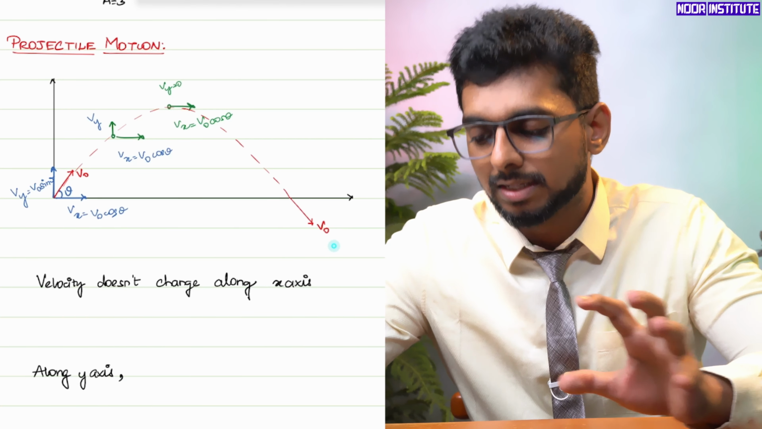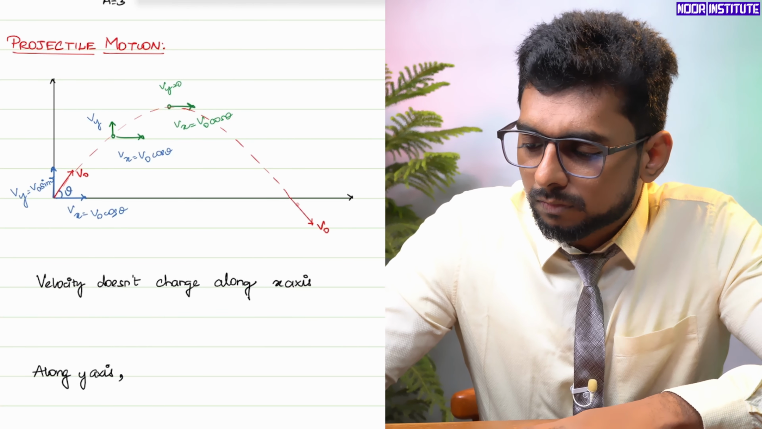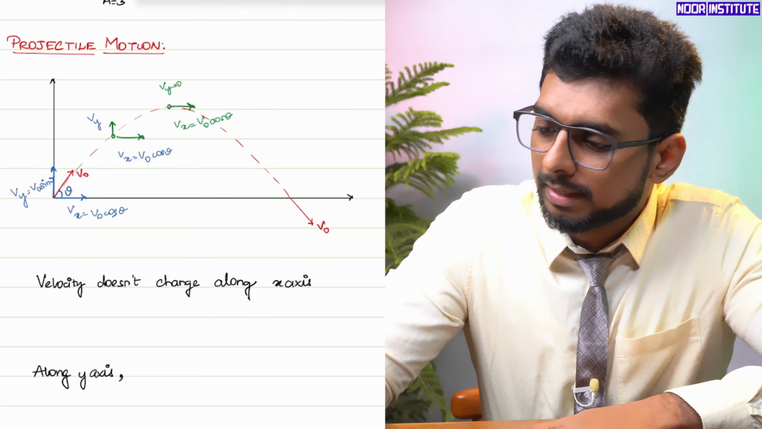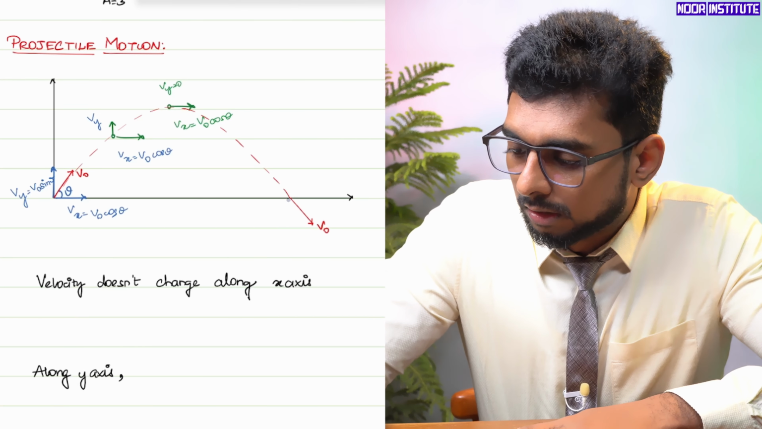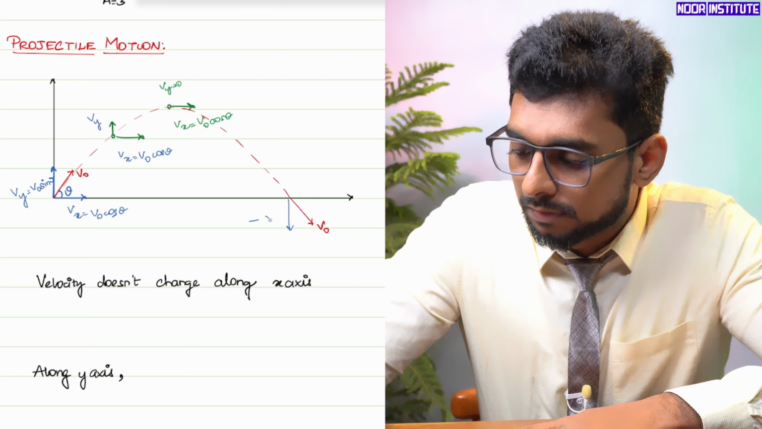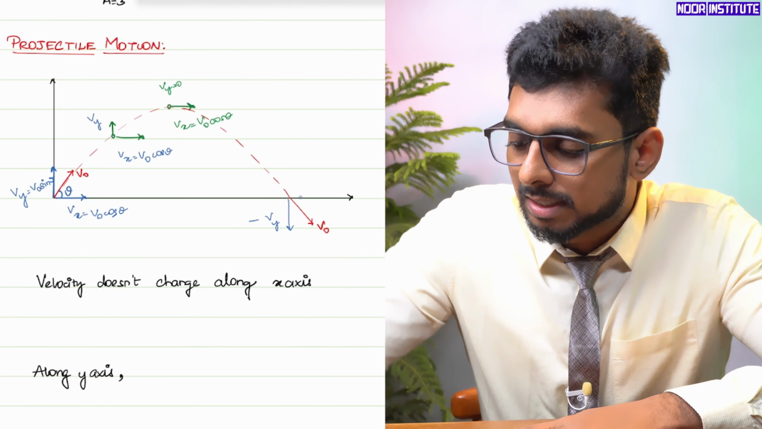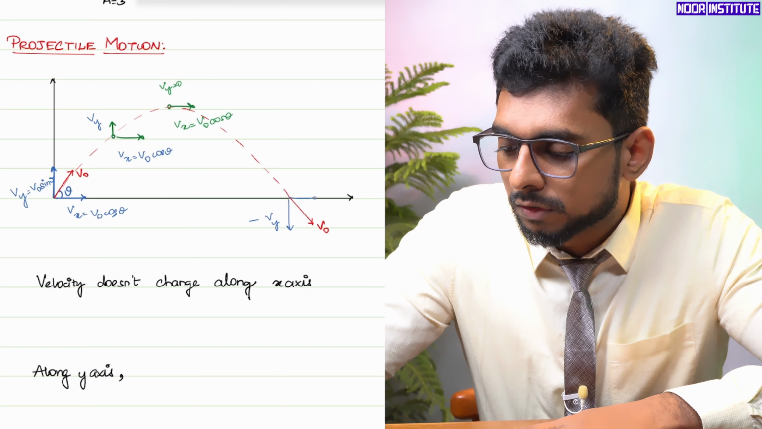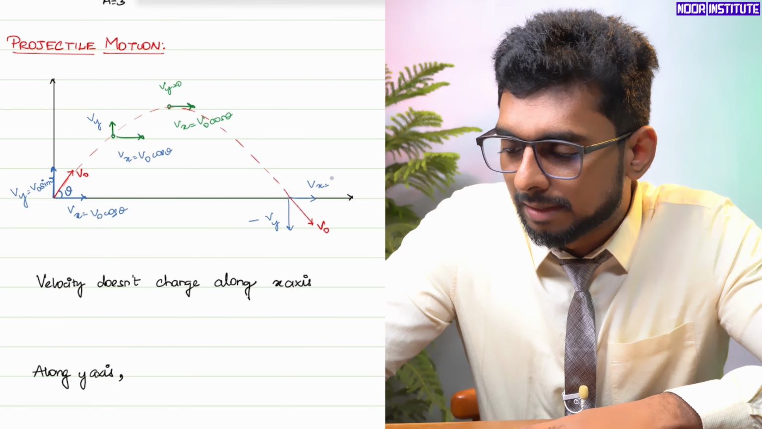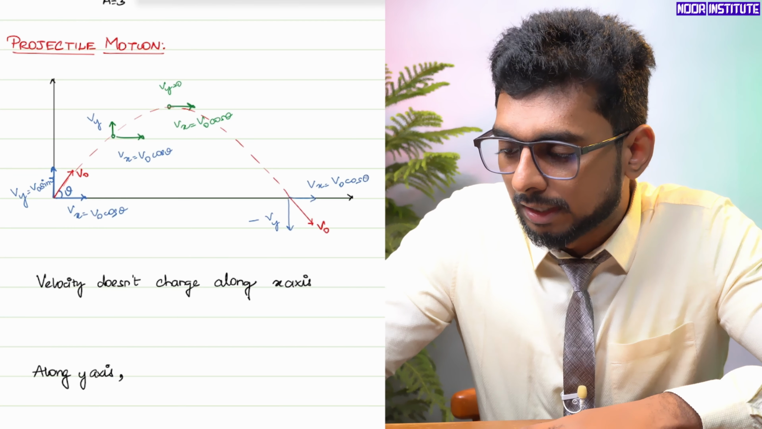So when it hits the earth, you will have velocity along the y equal to minus vy, which is the same v naught sine theta in magnitude. In the same way, velocity along the x will be the same thing, v naught cosine theta.